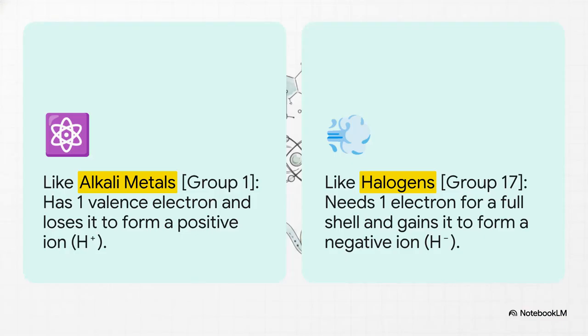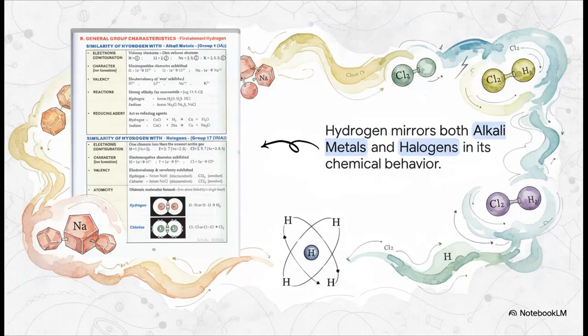So check this out. On one hand, hydrogen has just one little electron in its outer shell. It can lose that electron pretty easily, which forms a positive ion. That's exactly what the alkali metals in group 1 do. But here's the flip side. It only needs one more electron to have a full shell, so it can also gain an electron, forming a negative ion, which is exactly what the halogens in group 17 do. It can give or it can take. It plays both sides. And you see this two-faced behavior in its actual chemistry.